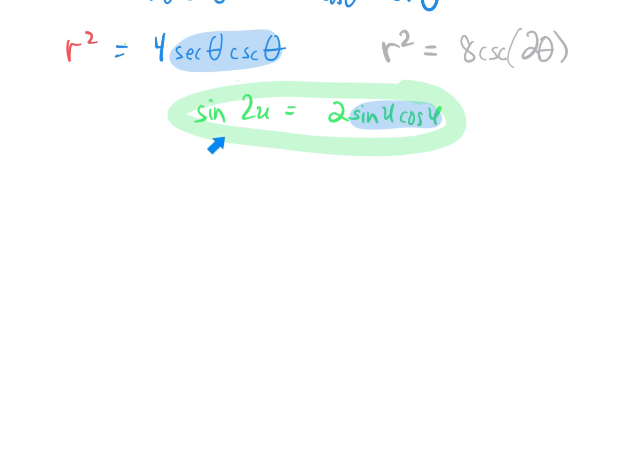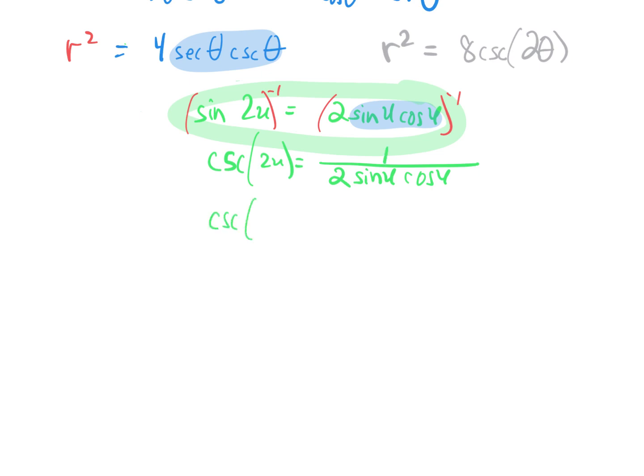How? We need to take reciprocals of the left side and the right side. So 1 over sine is cosecant. And the reciprocal of this right side is 2 will be on the bottom, and sine will be on the bottom, and cosine will be on the bottom. Or in other words, cosecant of 2 times an angle is the same thing as 1/2 times 1 over sine times 1 over cosine.